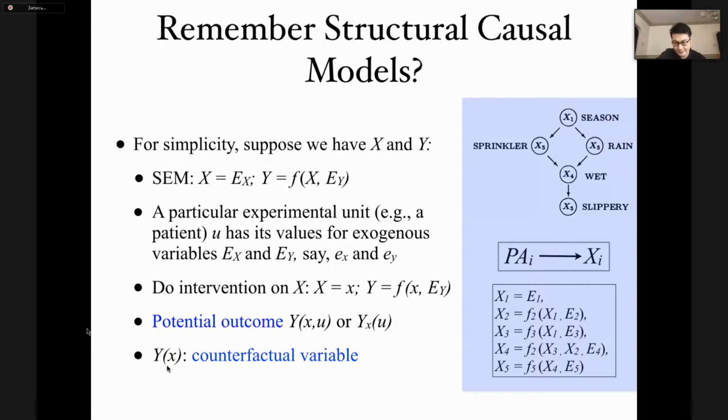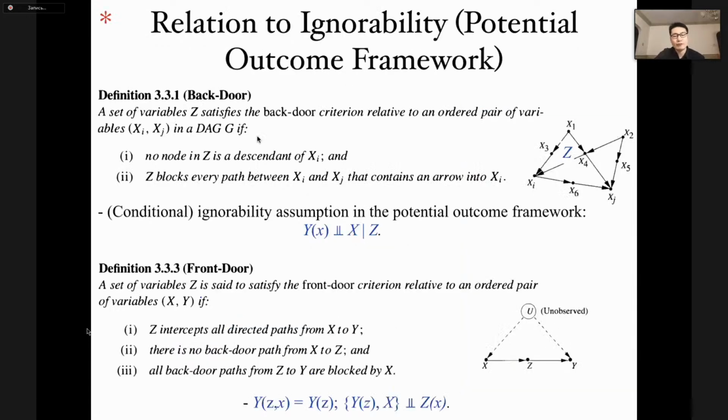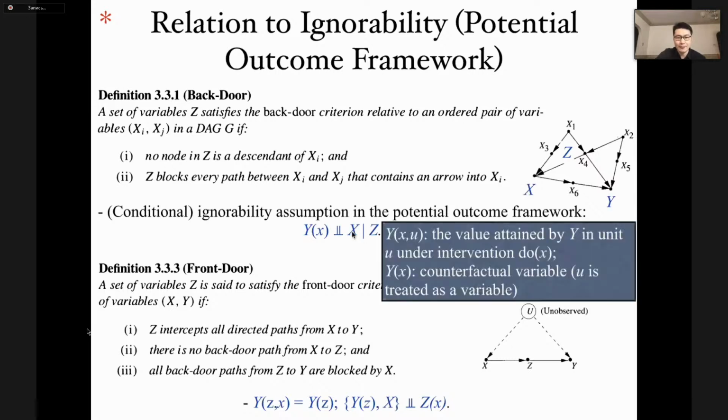Then you can see the connection between the graphical criterion and the criterion in the potential outcome framework. For instance, the backdoor criterion can be understood this way. So I've skipped this. Basically, it's related to conditional ignorability. They are equivalent.